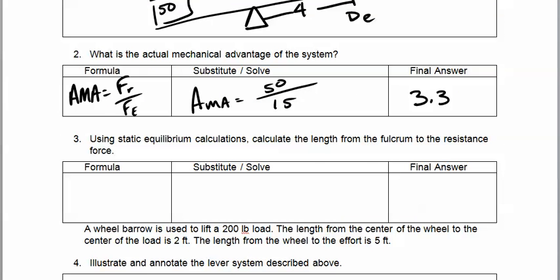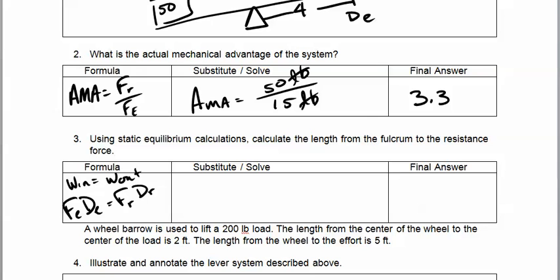Now the second question asks us for what is the actual mechanical advantage of the system. Actual is force, it's not distance, so I've got my actual equation over here for the formula. I substituted the numbers in. The resistance force was 50. The effort force was up here. That was 15. 50 divided by 15 is 3.3. Now, if you think about this in terms of pounds, and this is in pounds, those cancel out with each other. And our units here then would be nothing. There's no units on mechanical advantage.